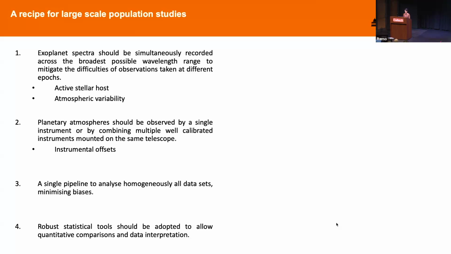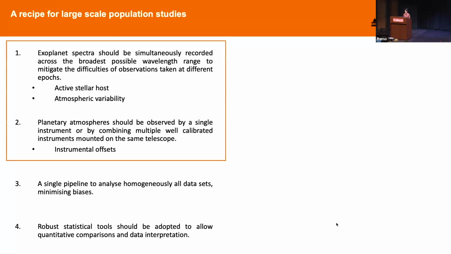A second condition for large-scale population studies should be that planetary atmospheres be observed by a single instrument or by combining multiple calibrated instruments on the same telescope. And this is to mitigate potential instrumental offsets. So to address these first two conditions, one of the possible choices of telescope could be the JWST.